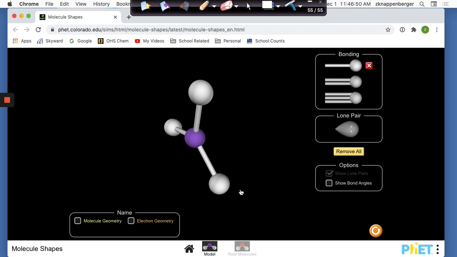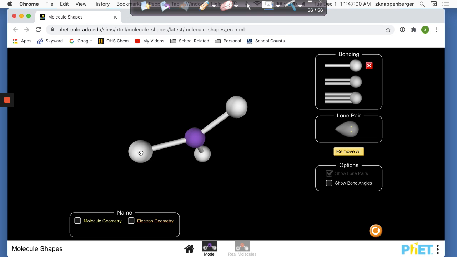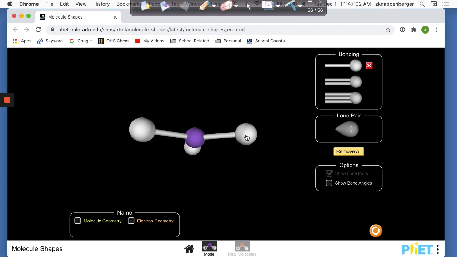And guys, looking at this from the top, you'll notice that we can see these 120-degree angles. But when I turn this to the side, you'll notice that they are all in the same plane. That's where the name comes from. This is what we call trigonal planar.